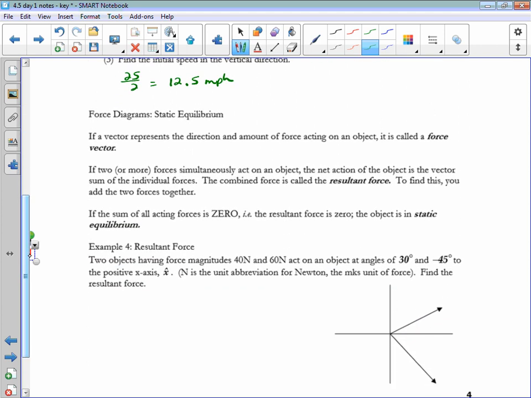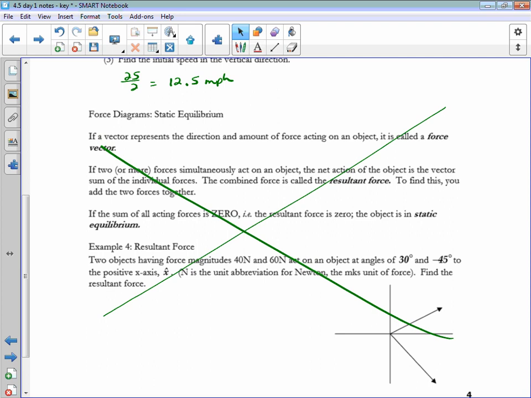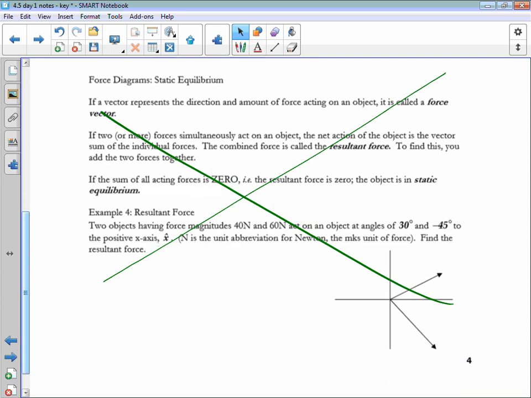Our static equilibrium. We don't have to do either one. All right, guys. So that is the end of your notes. We have a good chunk of time left. Wow, that's a lot.